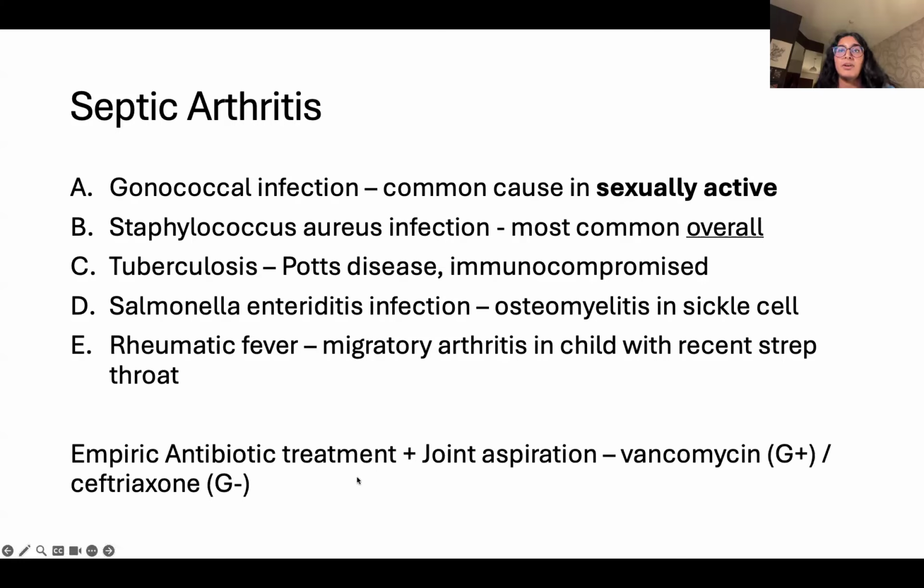Treatment would be empiric antibiotics, joint aspiration to confirm the microbe in there and the sensitivity, and vancomycin tends to be what you give for gram positives. Ceftriaxone has good coverage for gram negatives, but again, this can differ based on hospital guidelines or whatever the drug is. But that's just how I like to think about it if you want to go for the most high yield antibiotics. And very important, if there is a prosthesis, to get it out.